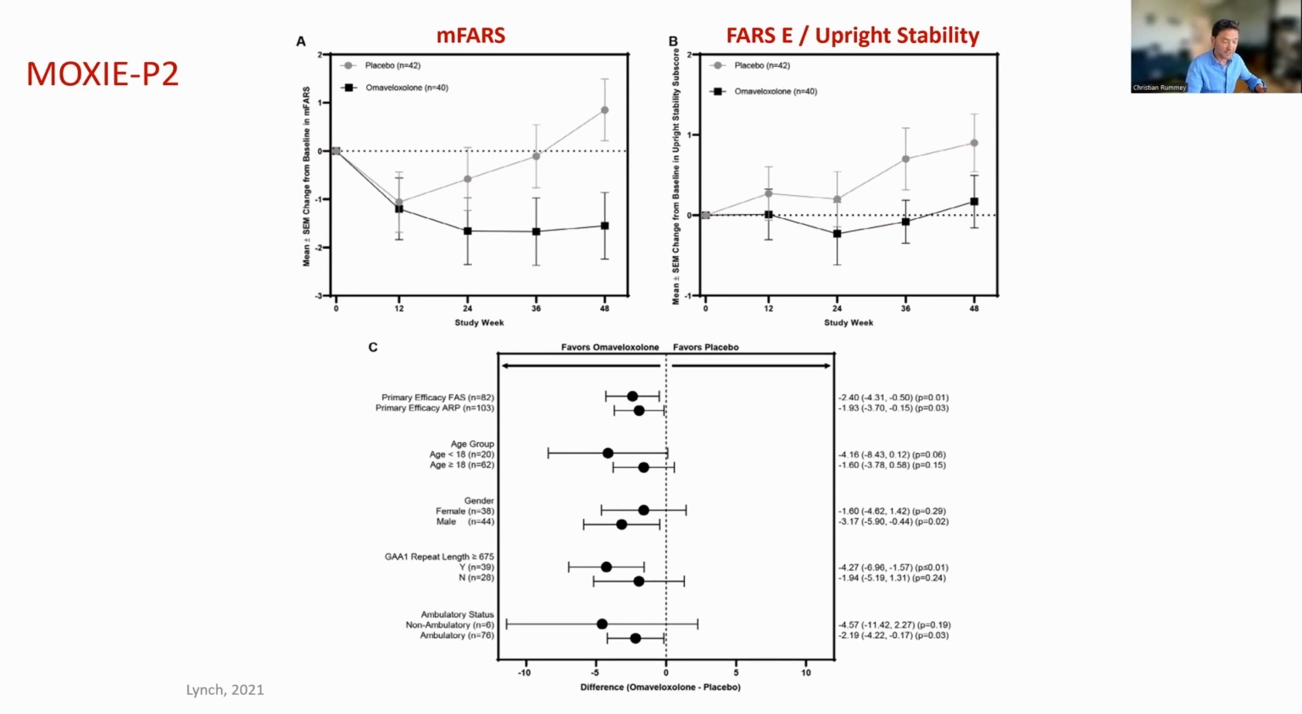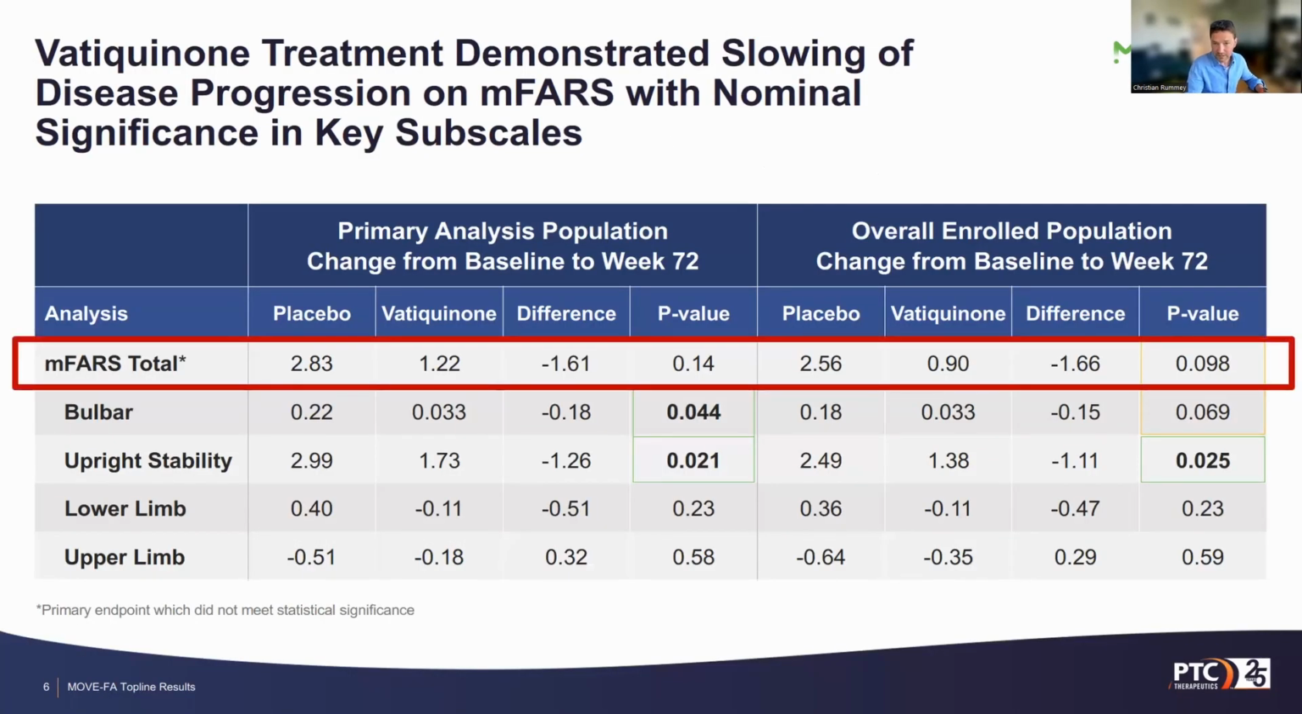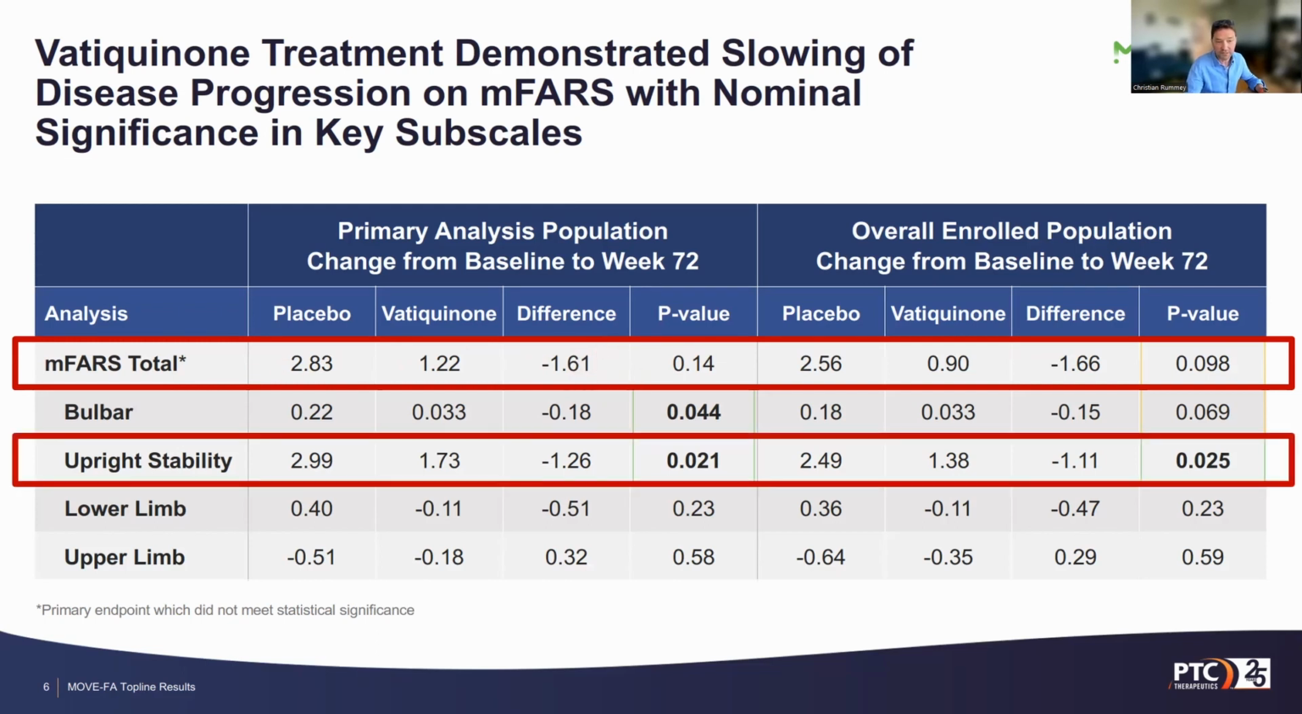And a final slide, and then I stop talking. In MOVE-FA, the study that was just published, the main endpoint was missed, although the difference is quite big, I would say. While in the upright stability section, the endpoint was met. And I bet, I don't know more data than what is public, but I bet that this is in part due to the placebo effect that we've seen in the upper limbs. And here I close.